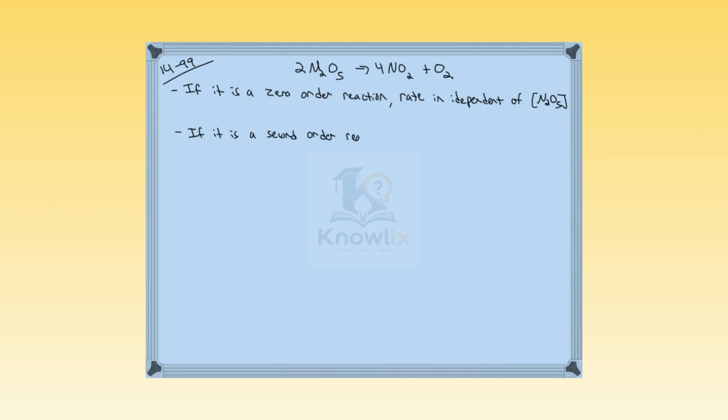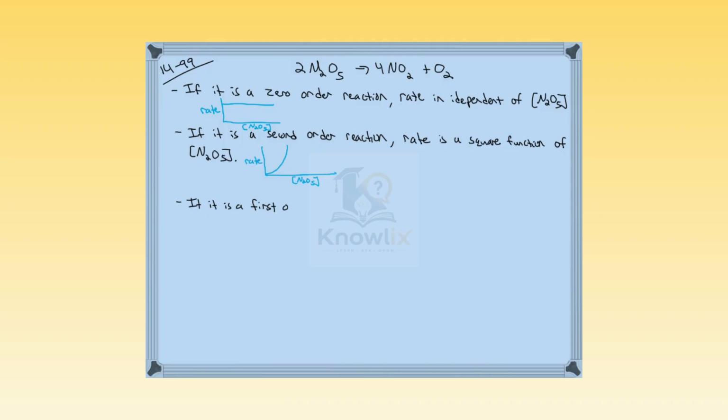If it were second order, if we were to plot the rate as a function of concentration, the rate would end up being a square function of the concentration. The rate is going to increase as the concentration increases, but not in a linear fashion, but in a square function fashion, like in an x squared fashion.